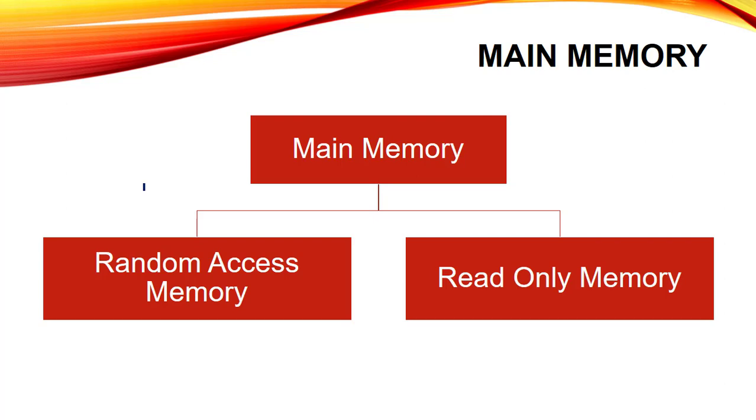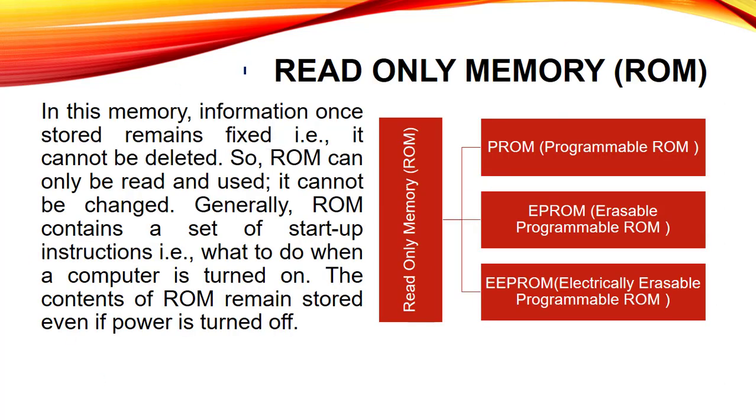Now let's read and then learn. So now we have to discuss ROM or read-only memory. In this memory, information once stored remains fixed. That is, it cannot be deleted. In our computer's ROM, whatever we store once, that memory is permanent in nature. So that's why that data cannot be deleted. ROM can only be read and used. It cannot be changed.